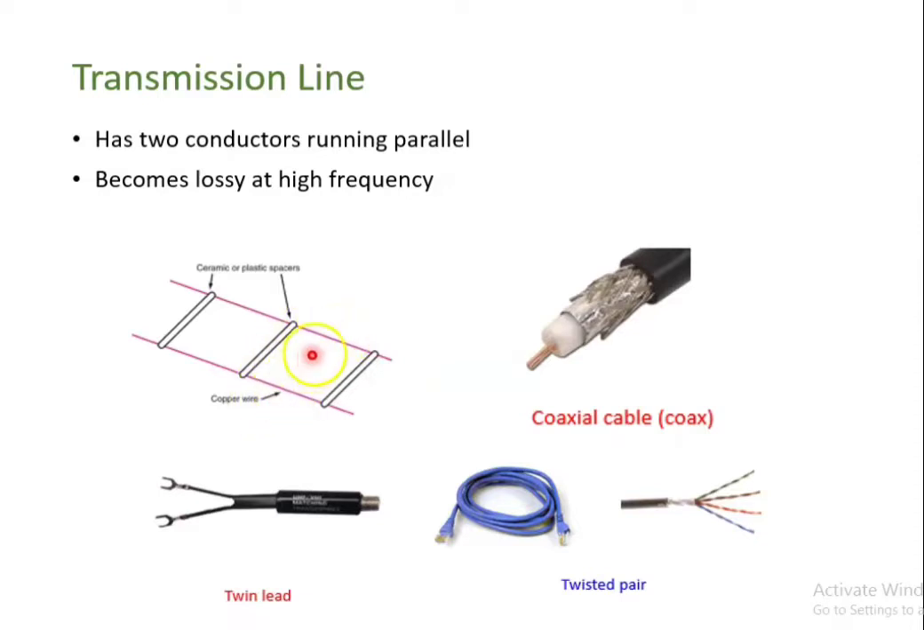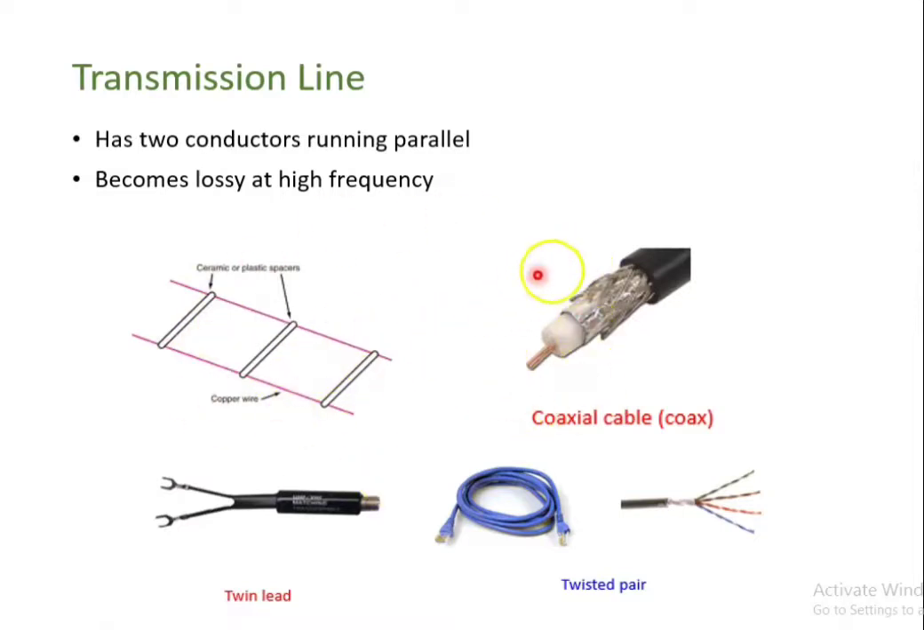Why it is a parallel wire line means we have, this is a one conductor and this is another conductor. So these two conductors are arranged in parallel. So we call it as a parallel wire line. So the length of the line is very long. Okay, it is extended in terms of kilometer range.